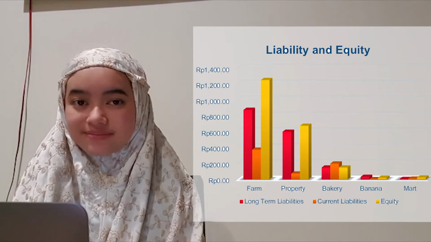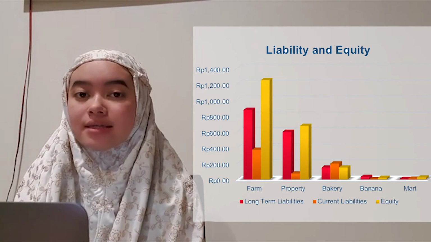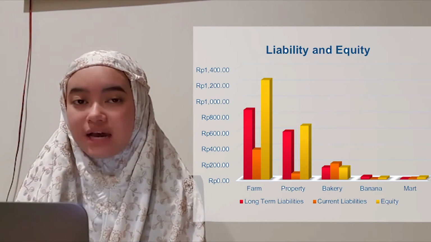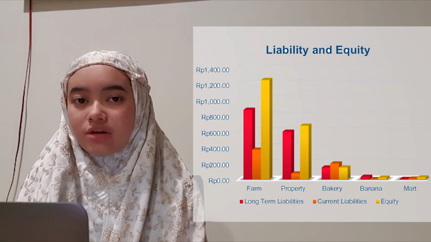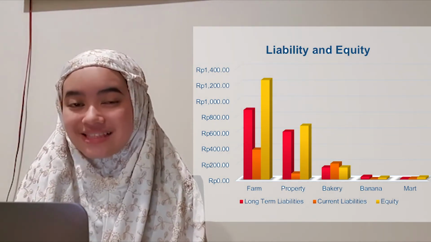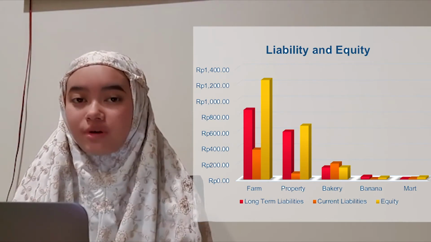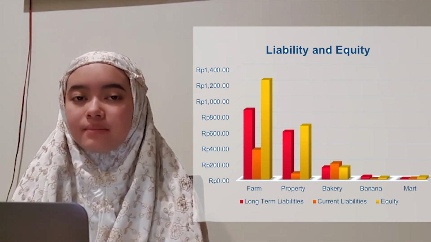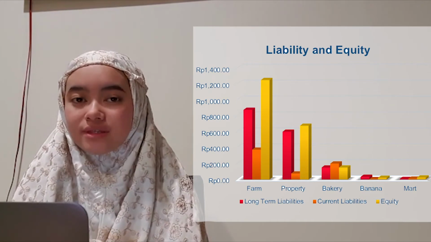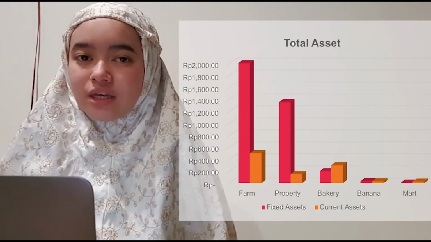Next, this is the chart of liability and equity. As you can see, the Nanos firm has the highest chart from the others, consisting of the long-term liabilities, current liabilities, and equity. I think as a consultant, it is good for Nano firm because the highest equity can cover any liabilities. The last, this is a chart of total asset.